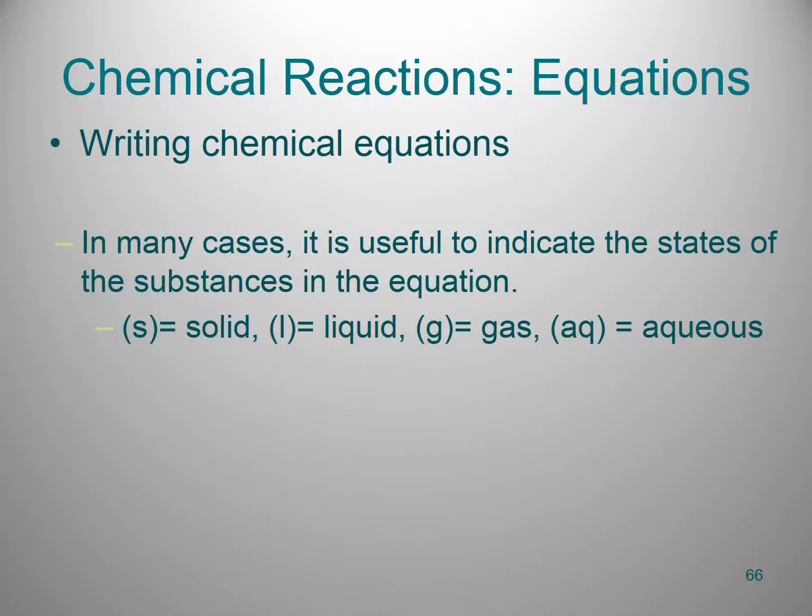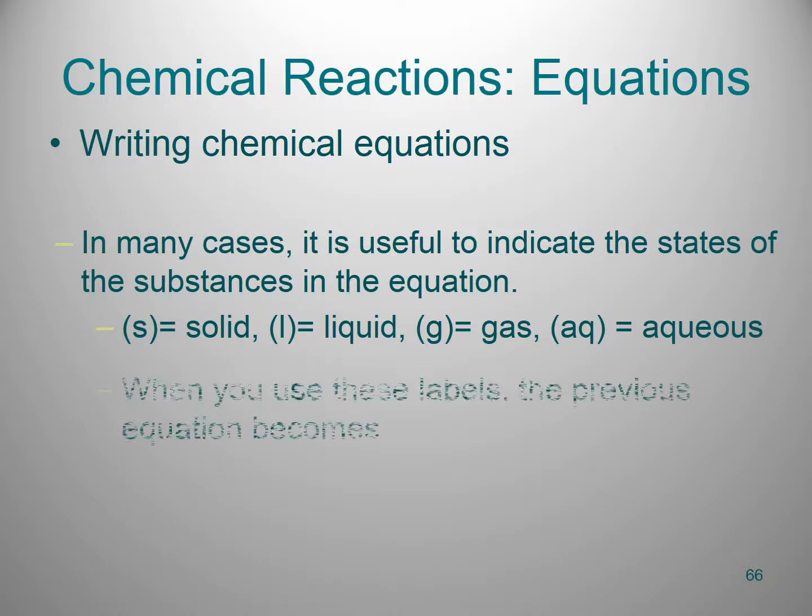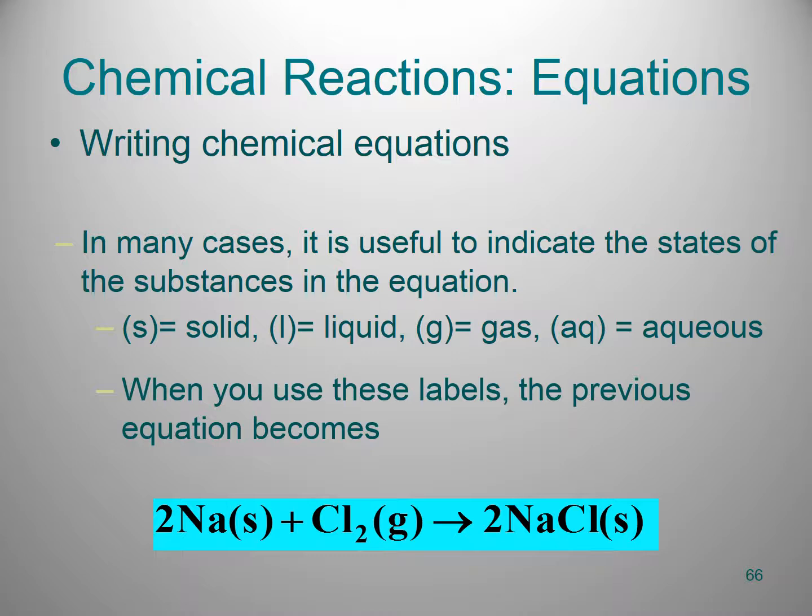Often you'll see information in the equation. So sometimes these things can be added. If you see an S, it means a solid, L, liquid, G, gas. If you see an AQ in parentheses, that stands for aqueous, which means dissolved in water. So if you put these labels in, you can see it adds information to our overall equation. So 2 sodium solid plus chlorine gas gives us sodium chloride solid, 2 of them.